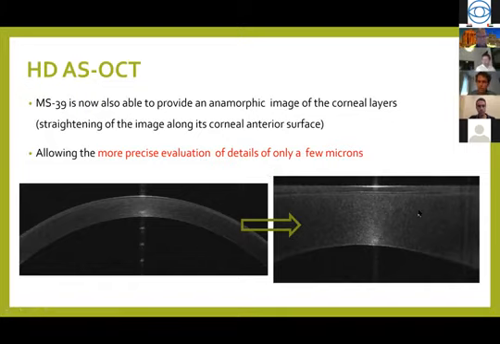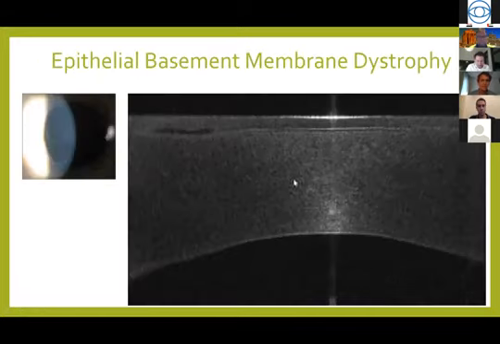So thanks to this anamorphic image, now we have a much higher resolution, and we can identify abnormalities of only 2-3 microns in dimension. Like in this case of epithelial basement membrane dystrophy, where we could see it with the anamorphic image. Here we see the epithelium, the basement membrane, and the rest of the layers. But here we could see subclinical detachments of the epithelium that are not visible either by slit lamp or by standard anterior segment OCT imaging. So thanks to this new high resolution imaging of the epithelium, we can see things that before were absolutely invisible.